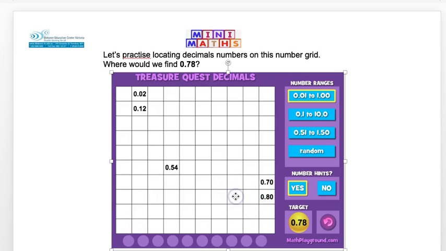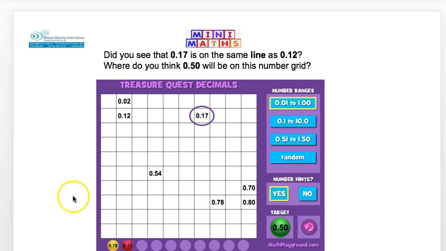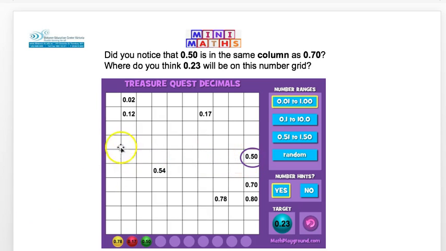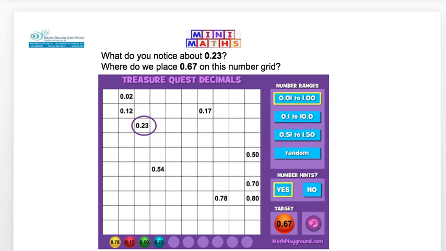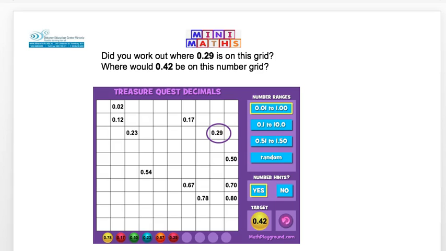I thought it might go about here somewhere, but let's have a look. So how the game works when you go to play it yourself, your target number is shown here. Your job is to locate this on the grid. So if you can imagine where 0.5 would be, I think it could be about there. And of course, 0.5 is exactly half of that grid. So it is quite a bit of fun. It's on Math Playground. It's Treasure Quest Decimals. And we had a lot of fun finding where the decimals might go.